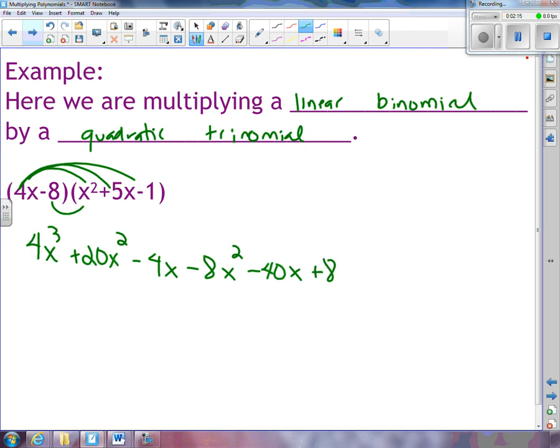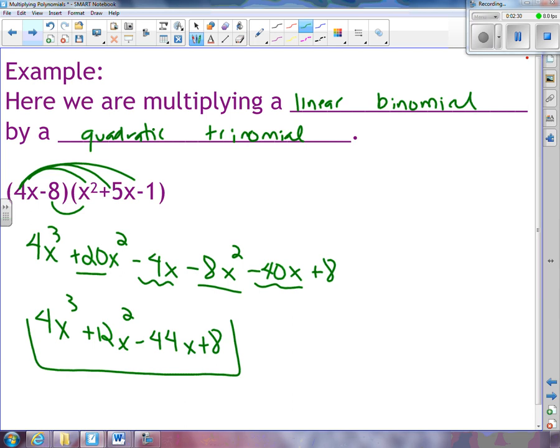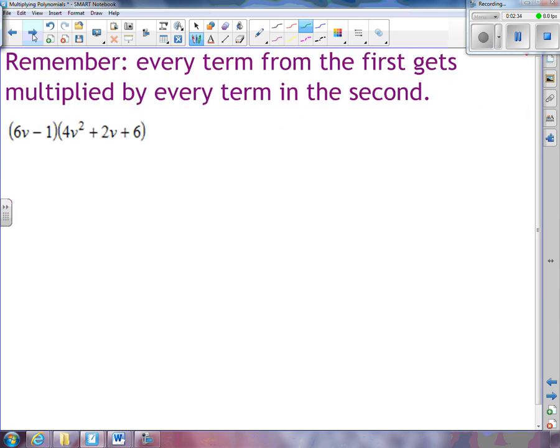So now it's just a matter of combining like terms. So this 4x cubed doesn't have anything to combine with. These 2 can combine. And those 2 can combine. That's your final answer. So now, here's just one more example.